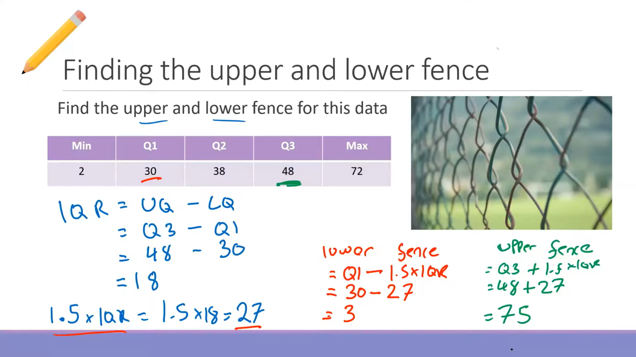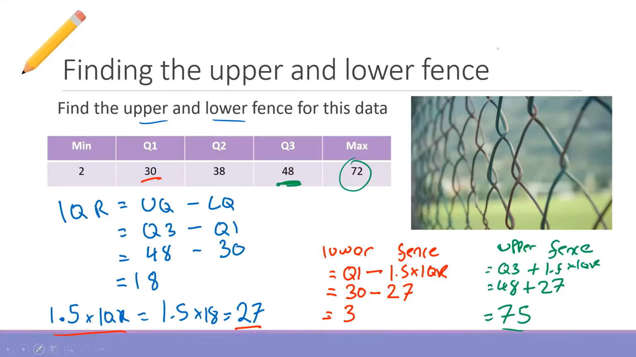And that's how we find the upper and lower fence. Let's have a quick look at this information here. 72 is lower than 75, so that's actually fine. It's like there are no outliers at the top of our range, which is good.